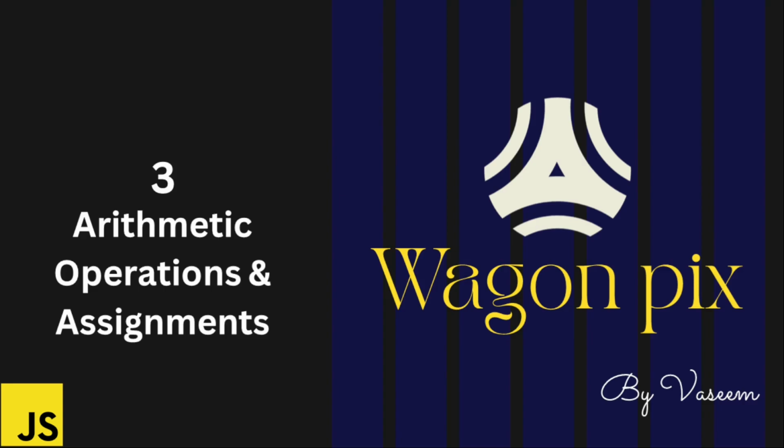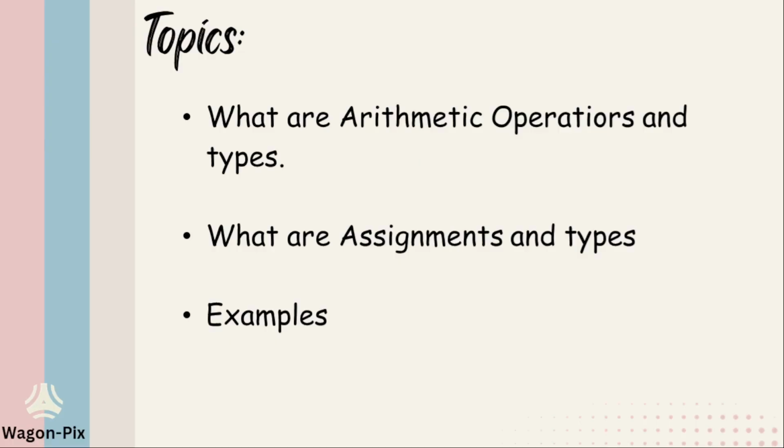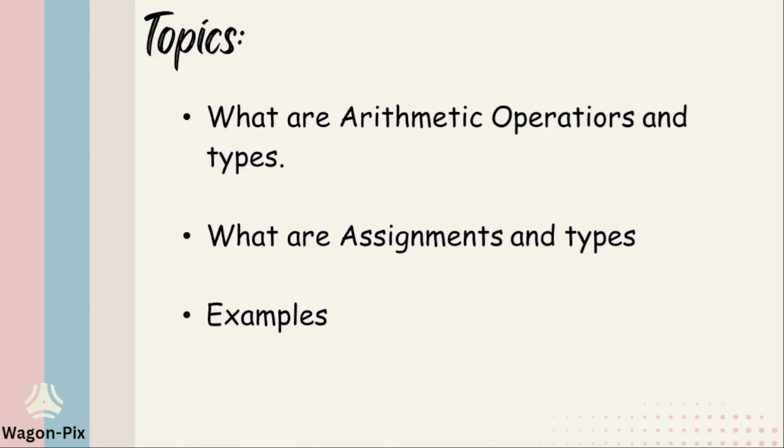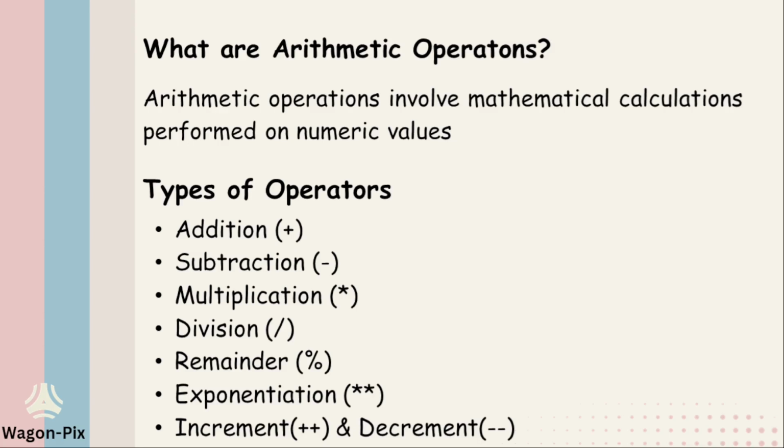We are into the third tutorial of this JavaScript series, and the topic of this tutorial is arithmetic operations and assignments. The topics covered in this tutorial are: what are arithmetic operations and their types, what are assignments and their types, and finally we will see some examples related to the topics. To start with, arithmetic operations involve mathematical calculations performed on numerical values.